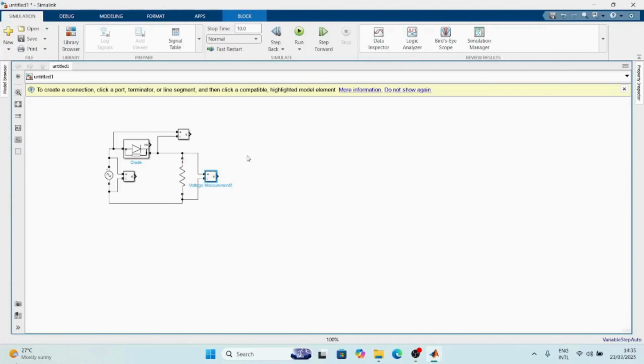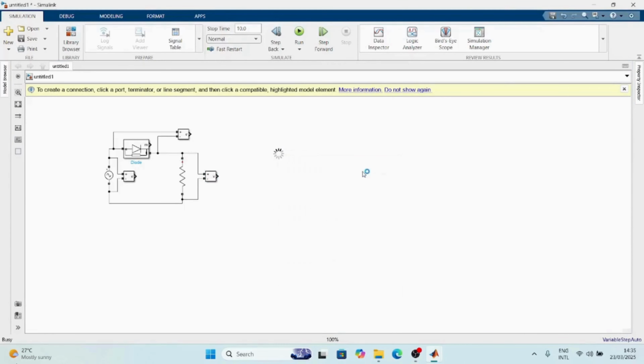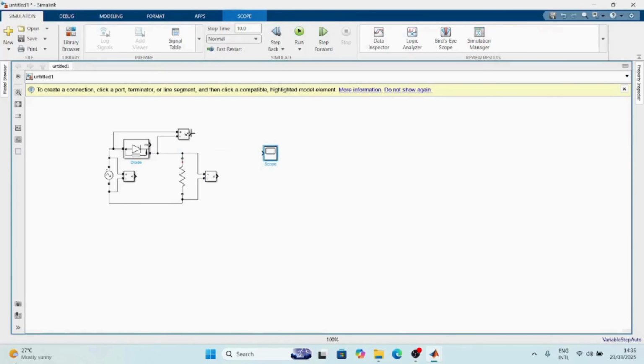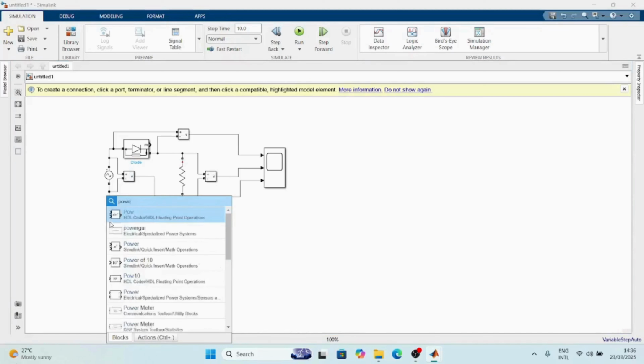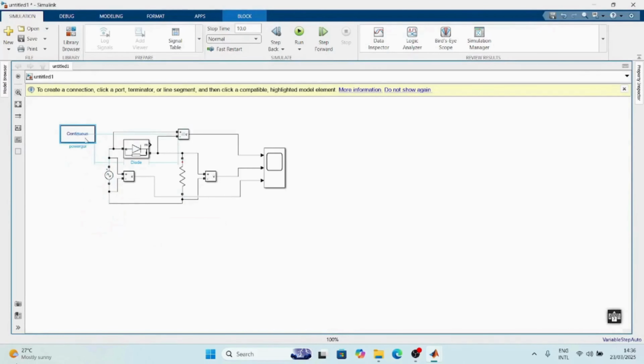We will now insert a scope block. We will now connect each measurement block to the scope block. The scope block is for the visualization of the rectified waveform in Simulink for analysis. Finally, to complete all the needed blocks, we need to put in the powergui block. This initializes the electrical states of the model and allows the scope to visualize the waveform.